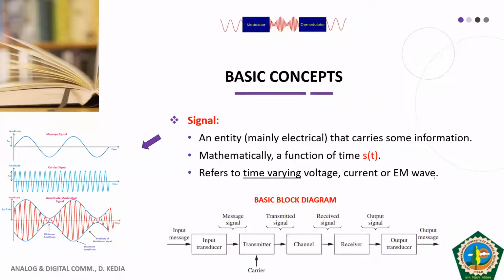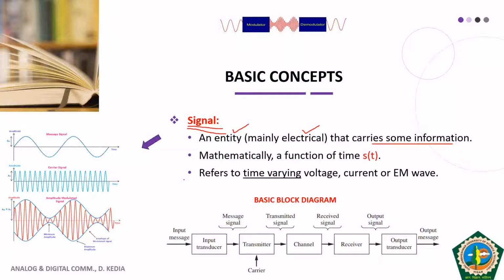Now, see, again and again, I'm talking of the term signal. Yesterday I had pointed out the meaning of signal. Today I'm going to have a bit more detailed discussion on it. You can call a signal an entity which carries some information, and this entity we mainly call an electrical entity. So this is a general definition of signal.